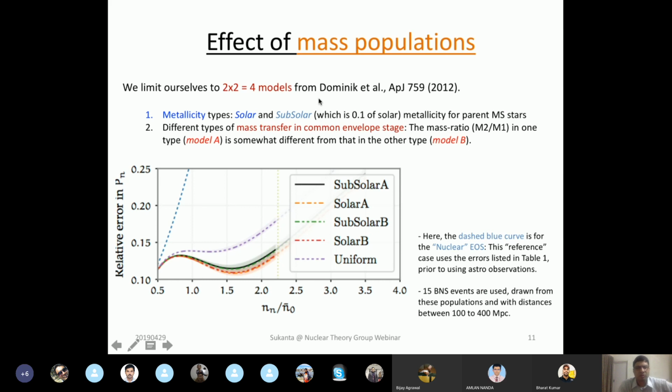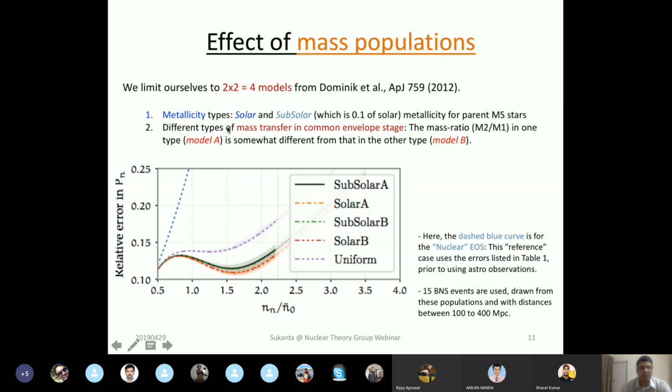So the 4 models we chose are as follows. We vary the metallicity. We have one model where the metallicity is exactly the same as our sun's, and a second model that is subsolar, meaning it has 10% less compared to solar metallicity. These lower metallicity stars are usually heavier in mass, so correspondingly their remnants will be different in mass compared to those formed from stars with the same metallicity as our sun. That can give rise to a different neutron star mass distribution.